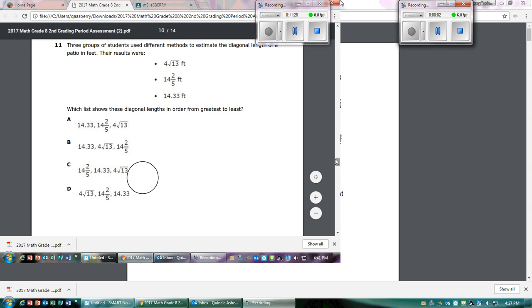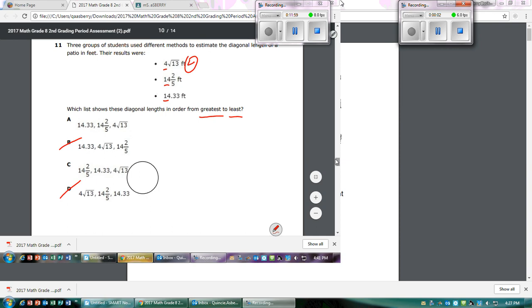Number 11 says 3 groups of students used different methods for the diagonal length of the patio in feet. Their results were, here we are. Which list shows the diagonal lengths in order from greatest to least? So let's look at that. Greatest to least. My whole numbers, well, the 4 is my least, so I can already use process of elimination and cross off B and D, because 4, the whole number, is the least. So now it's between 14 and 2/5 and 14.33.